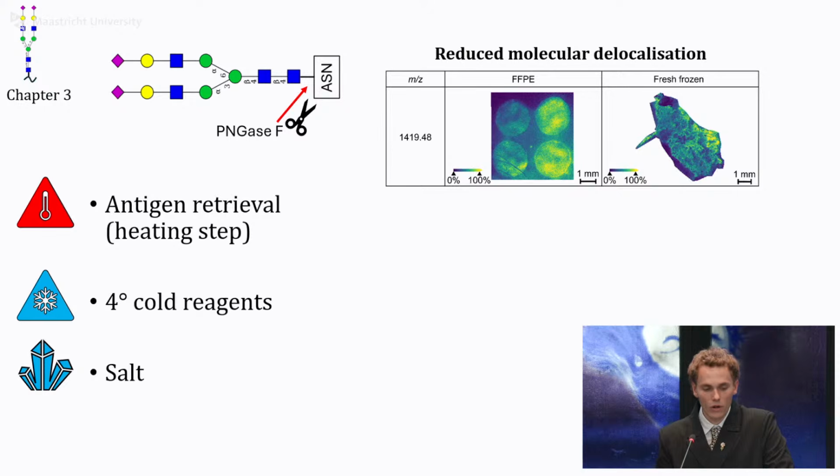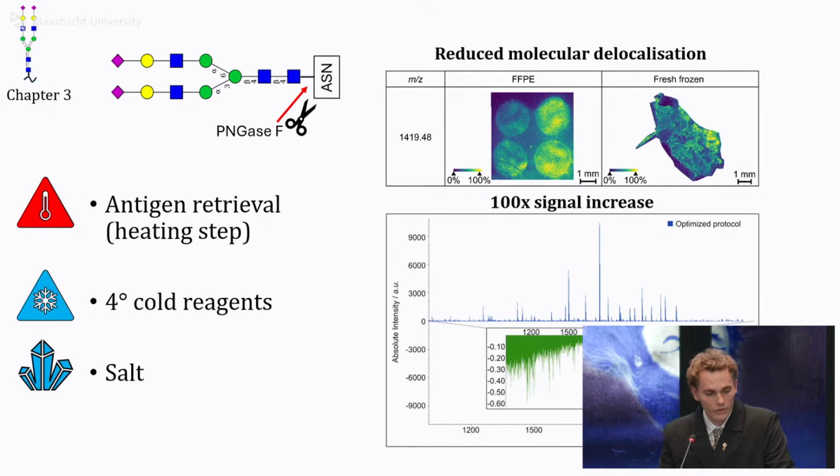And immediately what we saw was a reduced molecular delocalization. So if you take a look at the 4 tissues on the left, this is FFPE tissue, and here you can see that actually the signal intensity of the glycans sort of spill out from the tissues themselves. Whereas if we look on the right at the fresh frozen tissue, you can see that the glycans or the molecules stay nicely within the boundaries of the tissue.